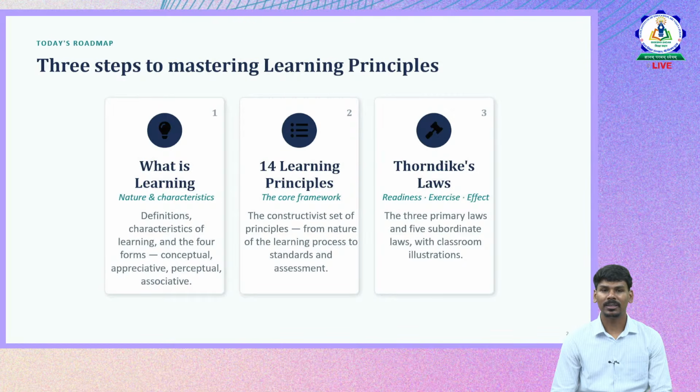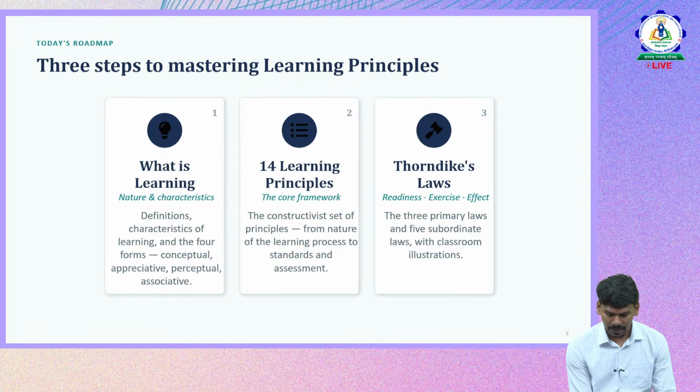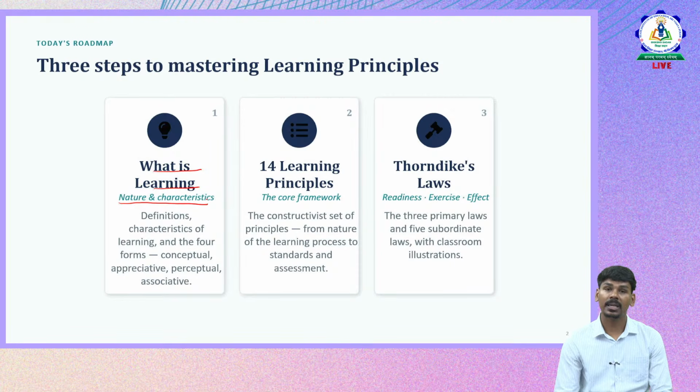Today we are going to master learning principles. So before that, we need to understand a lot of things, and in this session we are going to cover all these major concepts. We are going to cover what learning is. We are going to understand the nature and characteristics of learners. That is the definition, characteristics, then the different forms that are there. That is conceptual, appreciative, perceptual, and associative. We are also going to look into 14 principles which form a core framework of learning. The constructivist set of principles also, from nature of the learning process to standards and to assessment.